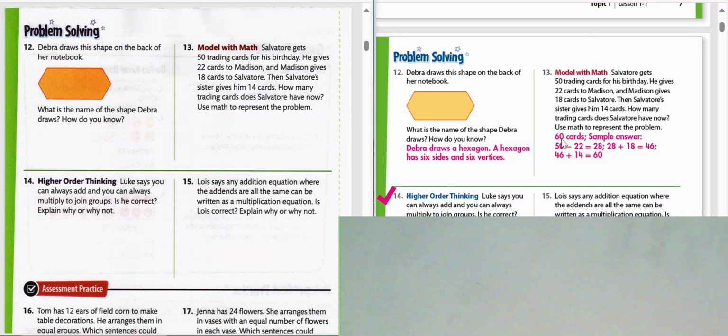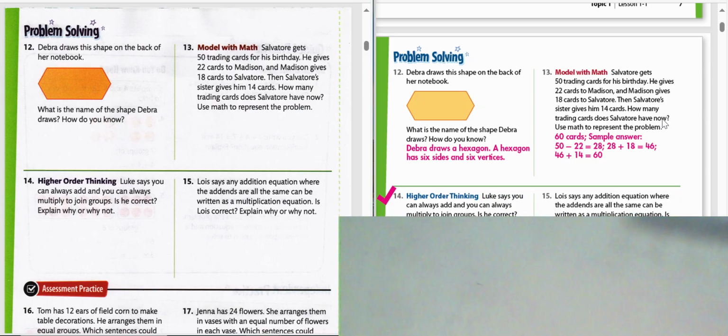Okay, look with me. We have the total number, 60 cards. Then we have 50 subtract 22 equals 28. 28 plus 18 equals 46. And 46 plus 14 equals 60. Understood this example? We will explain it here, okay?